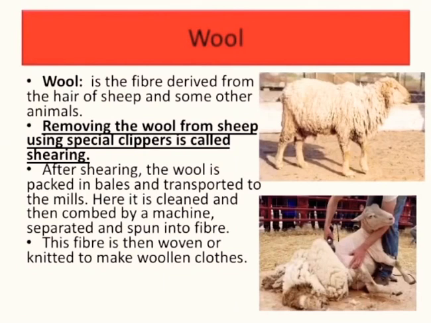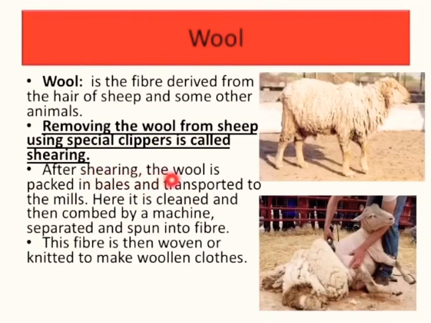Now let's discuss another fabric, that is called wool. Wool is the fabric derived from the hair of sheep and some other animals. Removing the wool from sheep using special clippers is called shearing. So in this picture, the process of shearing is shown. This is a sheep with its wool, and here a person is removing the wool with the help of special clippers.